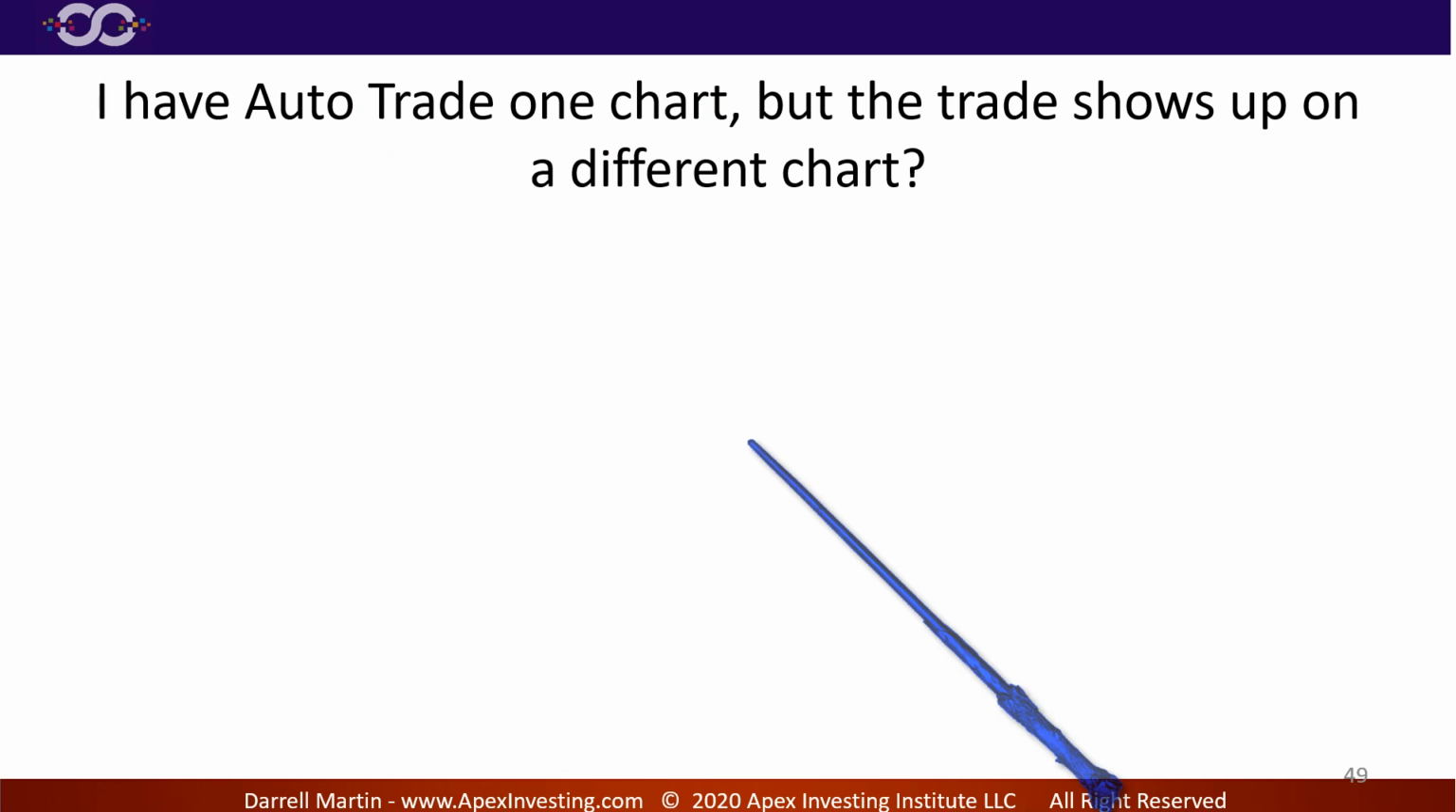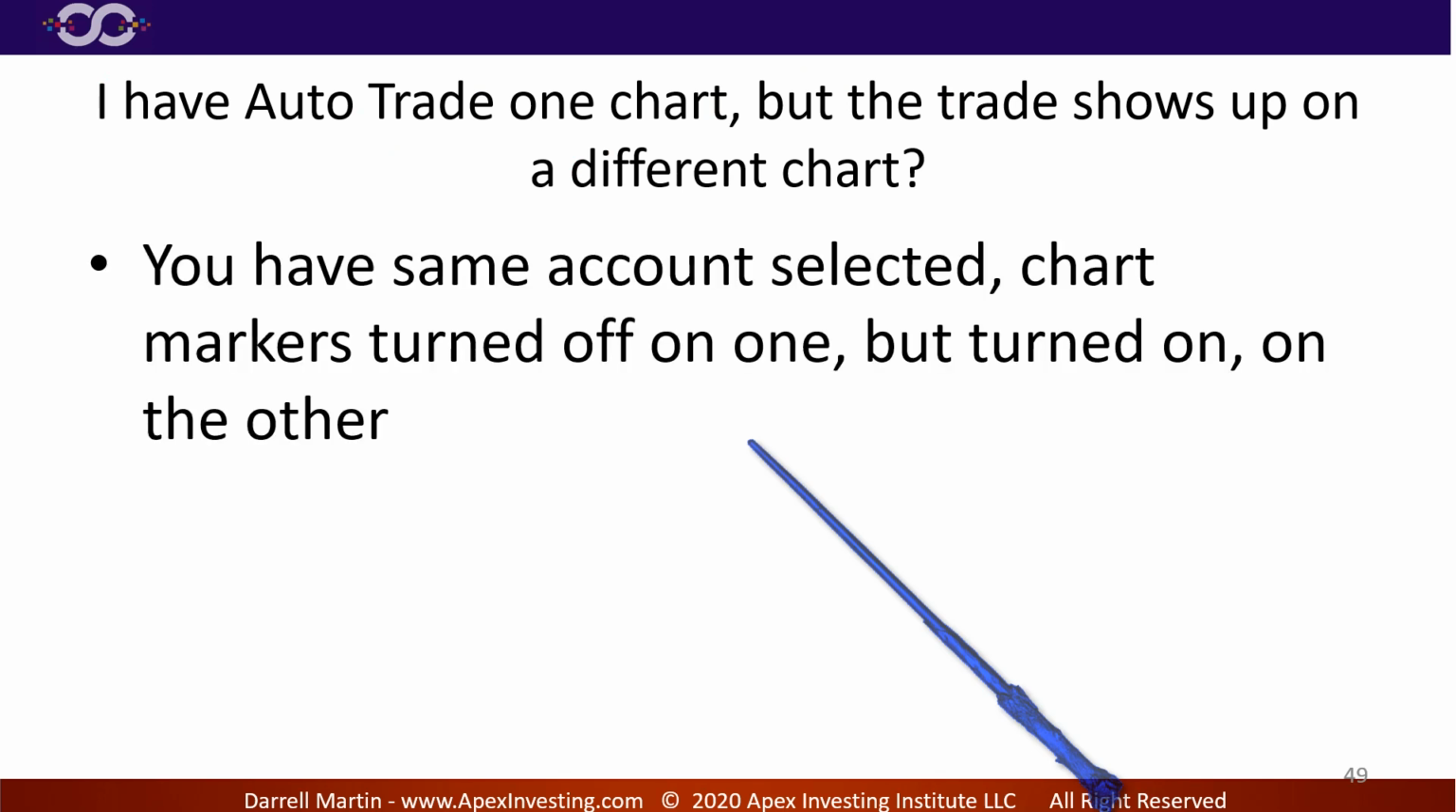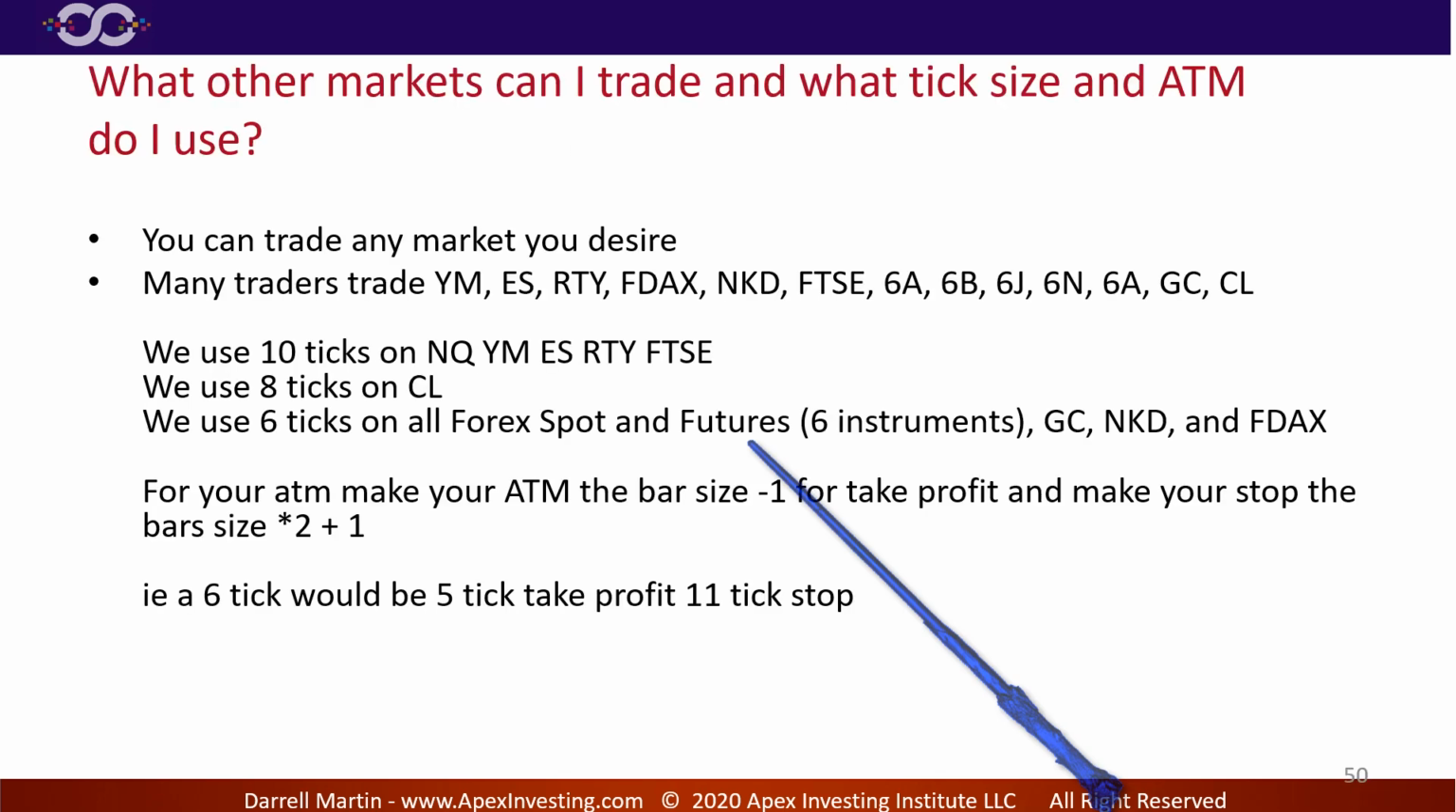I've auto-traded on one chart, but trades are showing up on a different chart. That means that you have the account selected on two different charts, but you have your markers in your data series turned on in one and not the other.